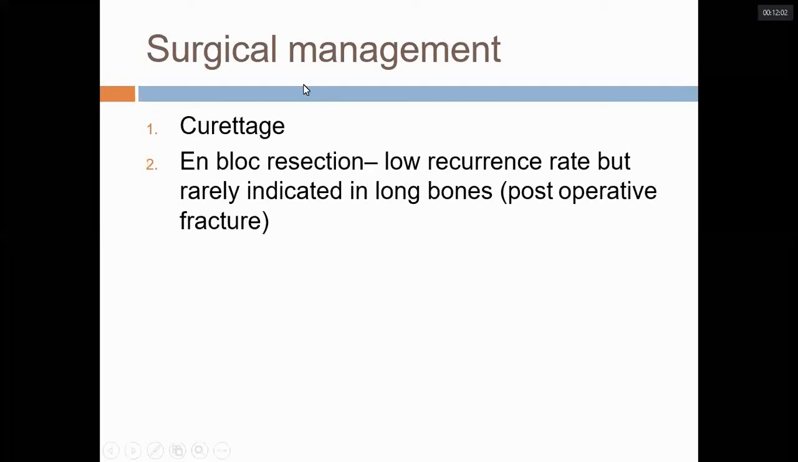Surgical methods are curettage and en bloc resection. Curettage is mostly preferred. En bloc resection is not so much preferred because it may cause postoperative fractures.